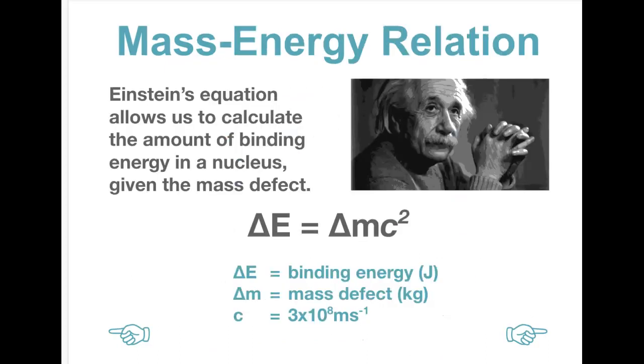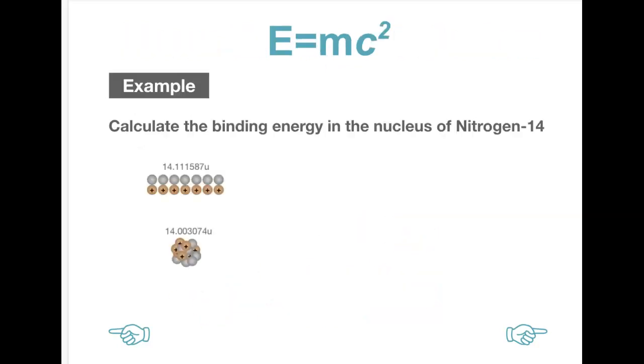Using E equals mc squared, we can work out the binding energy, the energy needed to put the nucleus together. So E is the binding energy, delta m is the missing mass, the mass defect, and c is the speed of light. So calculate the binding energy of a nucleus of nitrogen-14. Stop the video and work it out now.